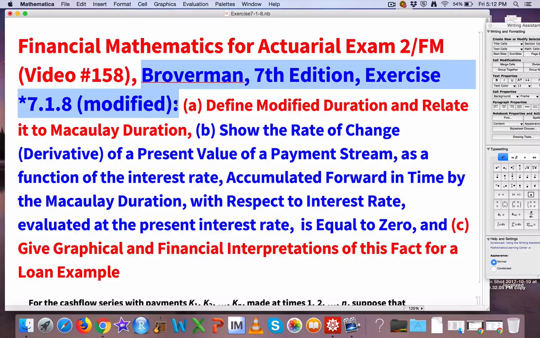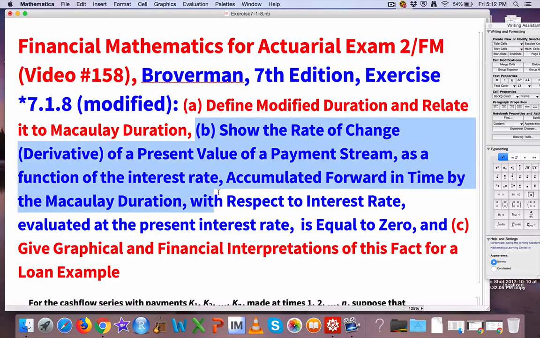So we're looking at problem 7.1.8, a modified version of it from Broverman. It's a difficult subject. We're talking about duration. We've been talking about Macaulay duration so far. We're also going to try to introduce the idea of immunization in this video. It's not really in the main context of the reading, but it's in this context for this particular problem. The idea is that we want to immunize ourselves, cushion ourselves against changes in interest rate, and try to figure out how to take advantage of changes in interest rates. That's the big idea behind immunization. So that will be introduced in this video as well.